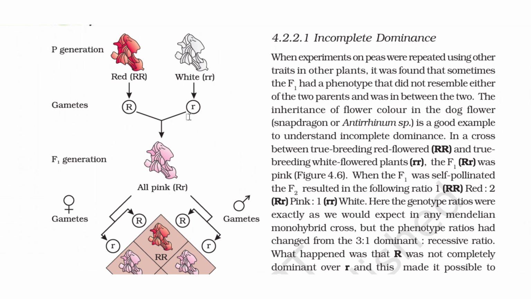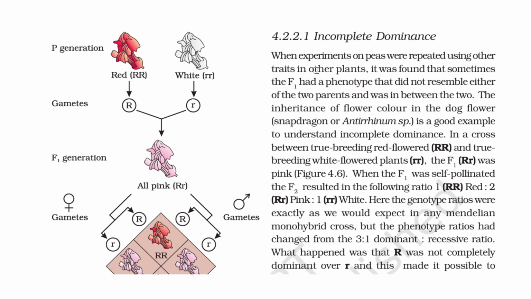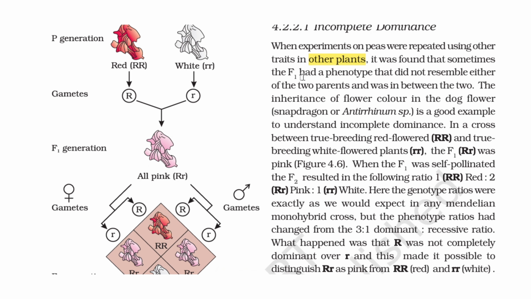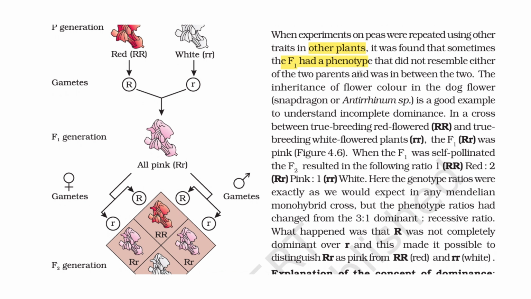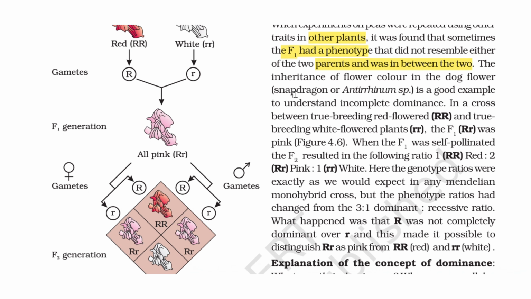When experiments on peas were repeated using other traits in other plants, it was found that sometimes the F1 had a phenotype that did not resemble either of the two parents and was in between the two. The inheritance of flower color in the dog flower, snapdragon or Antirrhinum sp.